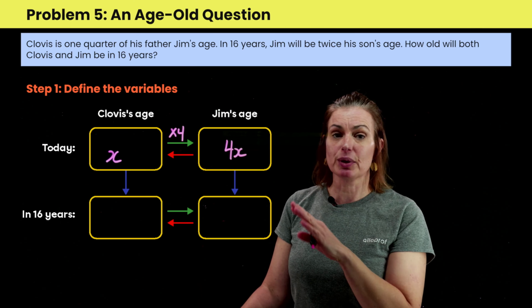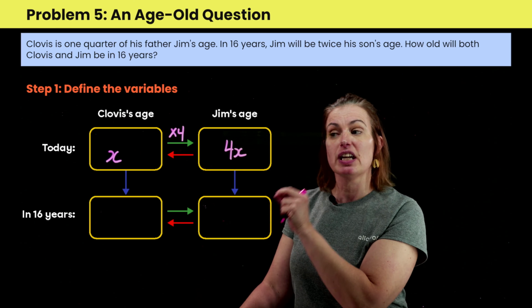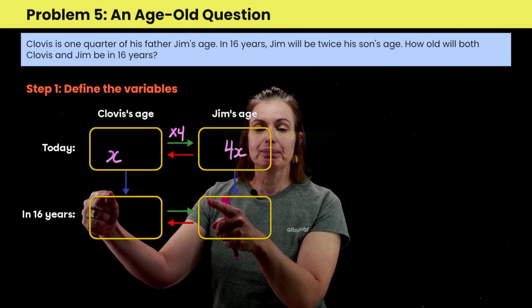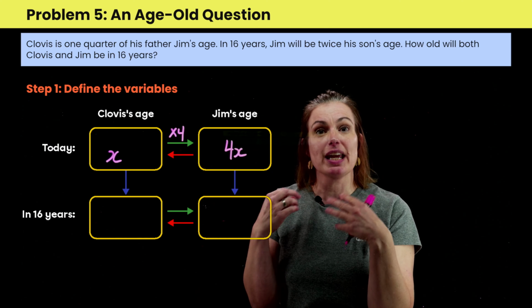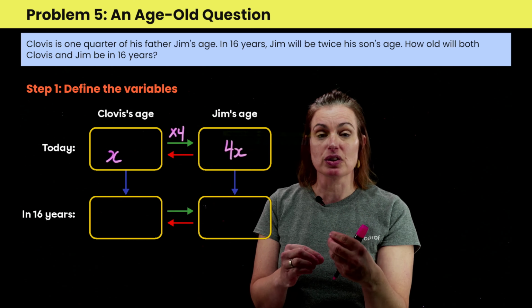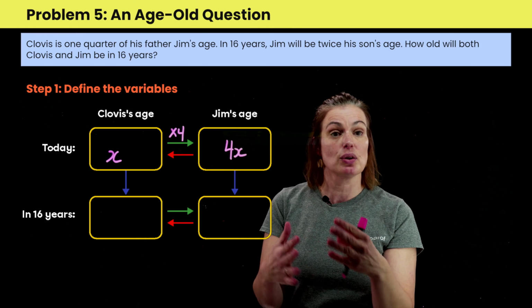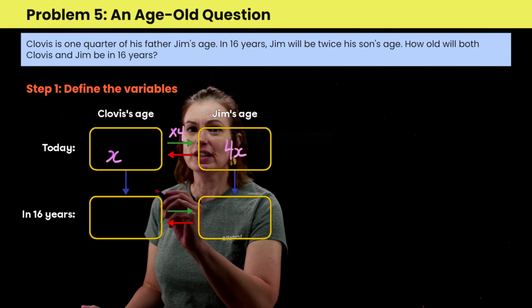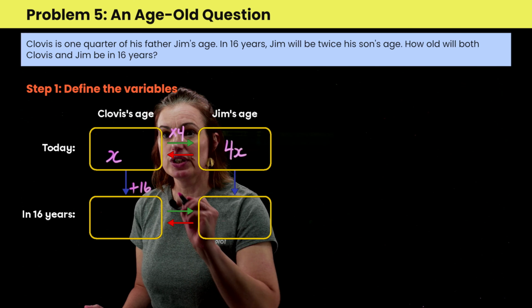So I'm happy with this. I'm going to leave it like this. I'm choosing to define Clovis's age today as my x. Now the blue arrows that you see here are how they relate to their ages in 16 years. So if I want to age both of these guys by 16 years, I've got to think about how I myself would age or represent my age in 16 years. So I'd take my current age and add 16 years to it. So I'm going to do just that for Clovis. I'm going to add 16 years to his current age.